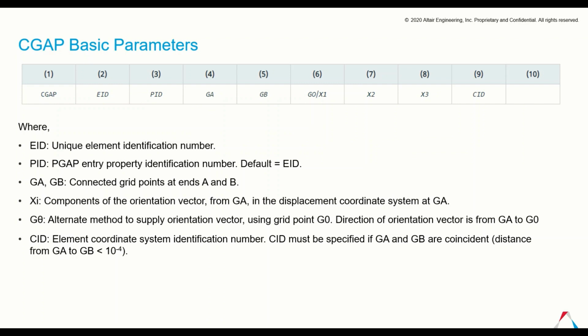Now let us see the CGAP card parameters. We have EID, the unique element identification number, then PID, the PGAP entry property identification number, then GA and GB, the connected grid points at A and B. Then we have X1, the components of the orientation vector from GA in the displacement coordinate system at GA. We have G0, an alternate method to supply the orientation vector using grid point G0. Then we have CID, the element coordinate system identification number.